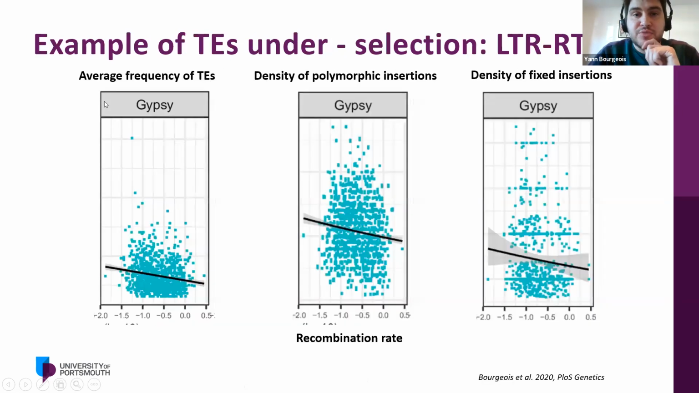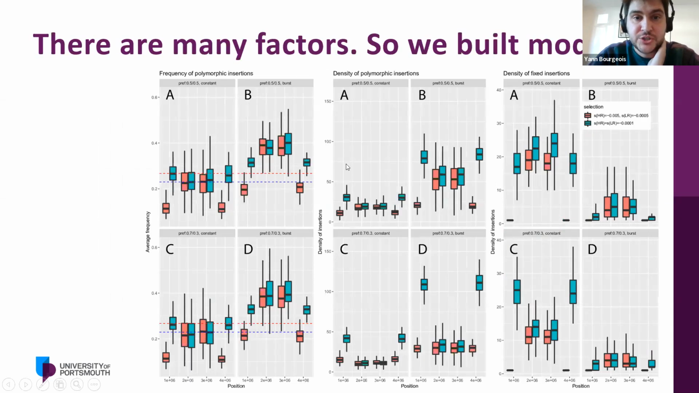So just to give you an example, this is an example where we can clearly see that the transposable elements display patterns of diversity that are consistent with purifying selection against them. We can see, for example, that the frequency of gypsy elements tends to be much lower in regions of high recombination. There are also way fewer polymorphic insertions in regions of high recombination. And we also see way fewer fixed insertions in this region. So this is a classic case that's consistent with our simulations, where we simulate markers, TEs, that are under purifying selection.